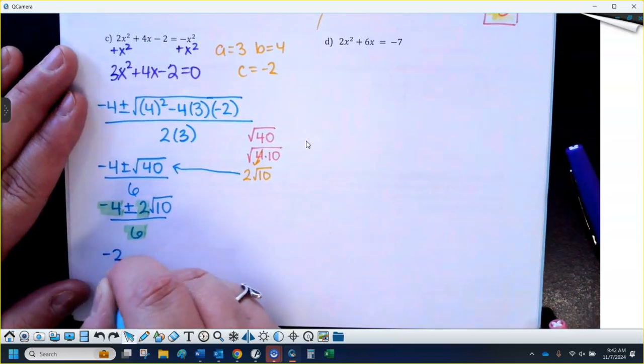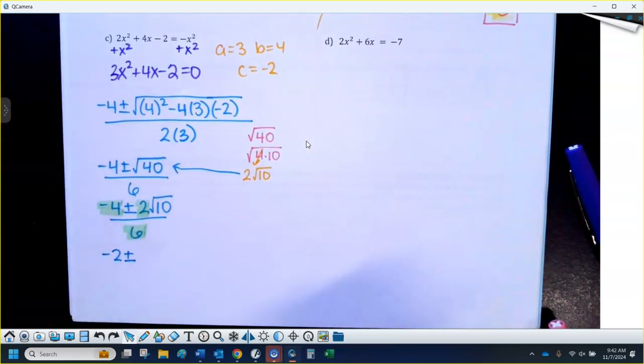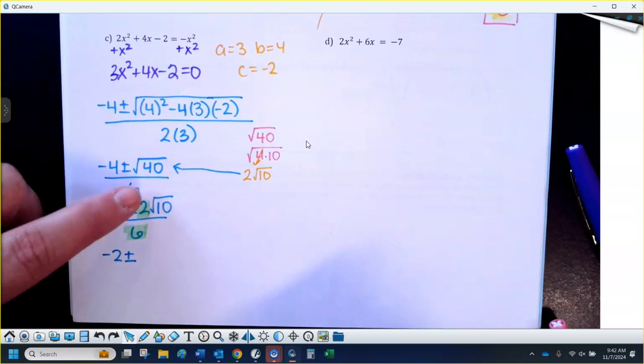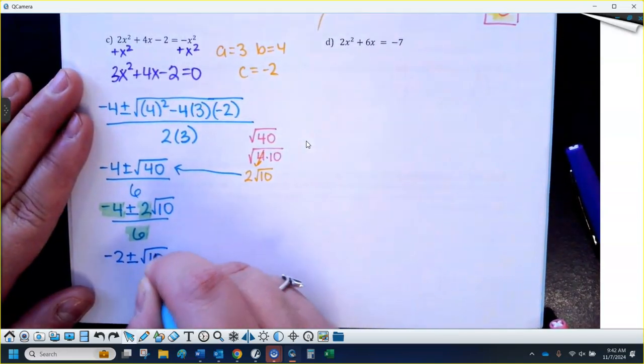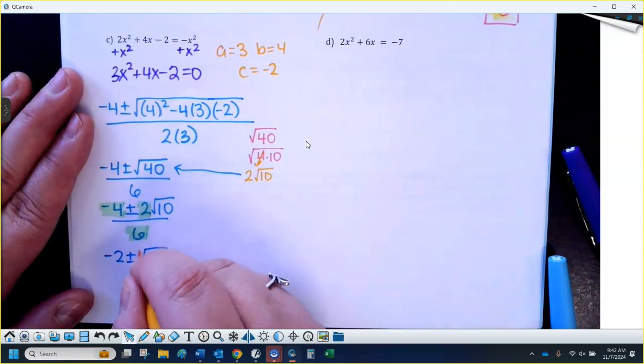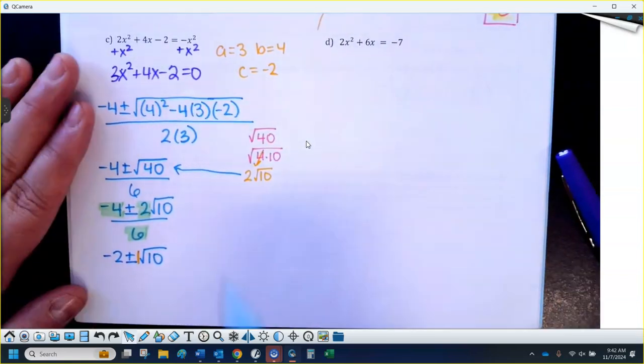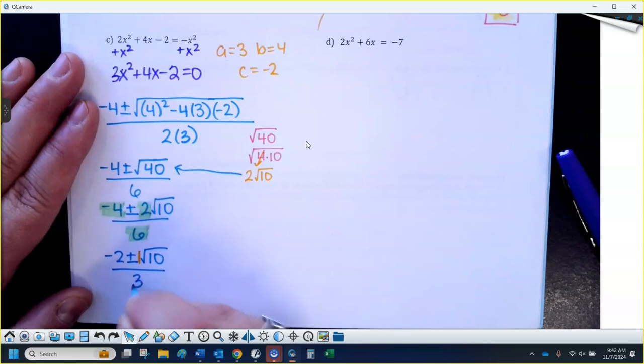This is going to become -2 plus or minus. Now, this is a little weird. The 2 would become a 1. So typically you would not see a 1 written in front of that. If you want to, you can. That's totally fine with me. And then the bottom would be 3.